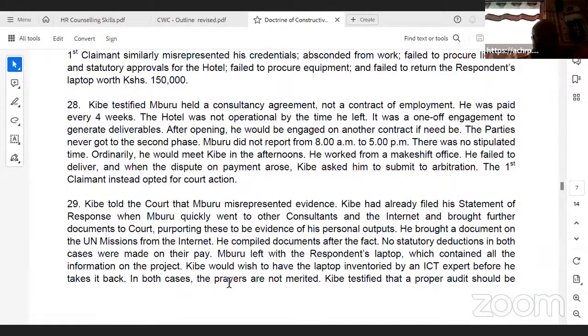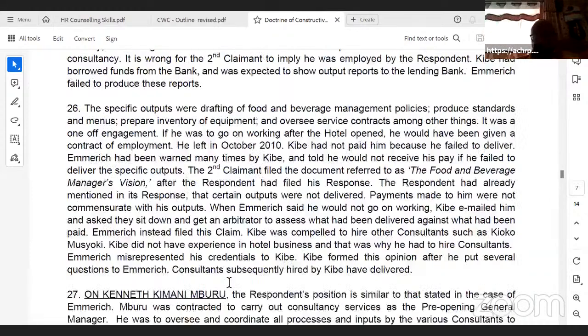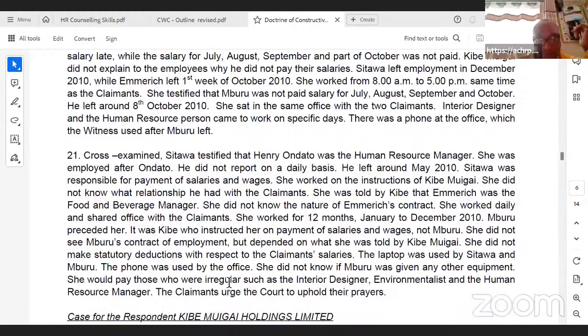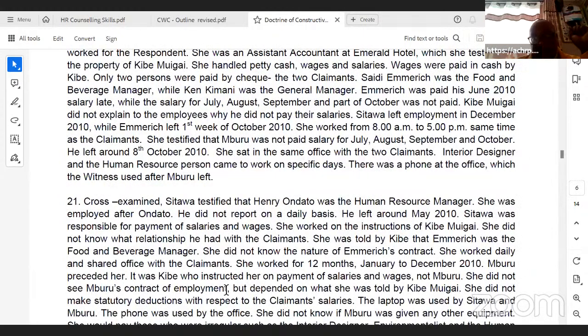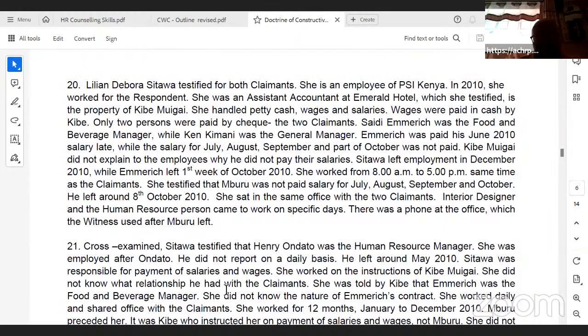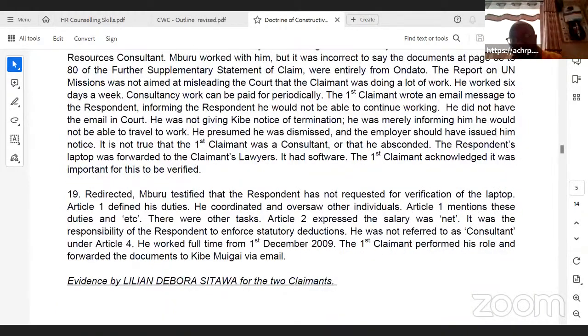Maybe if I go to the beginning, this is case number 237 and 239 of 2019 in the Labor and Employment Court. This particular case was adjudicated by Justice Rika. In this particular case, there was that question by Catherine regarding constructive dismissal.